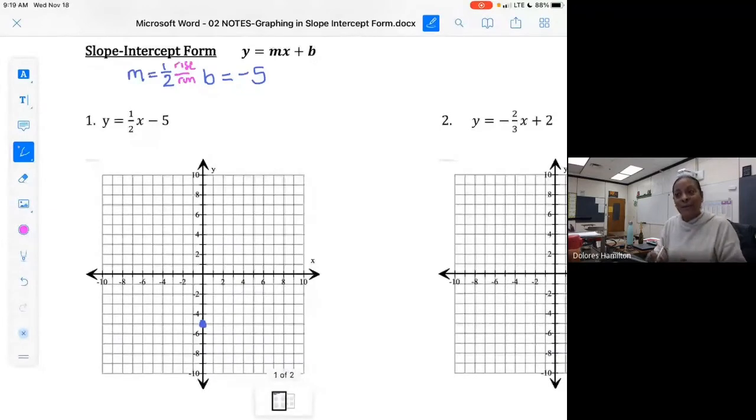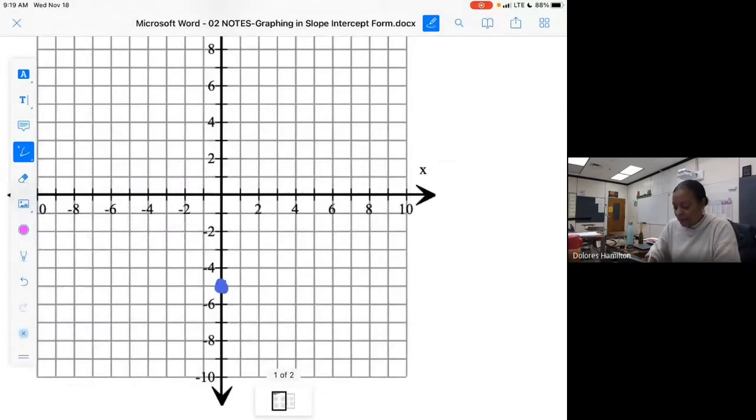So here's what we can do. That means starting at this point that we know is on that graph, we can go up 1, rise, up 1, run over 2. So I'm going to delete the mess so it's clear. We went up 1 over 2. I can do this a couple of other times. I can go up 1 and over 2. And we can do this as many times as we'd like until we see the pattern that our line is forming.